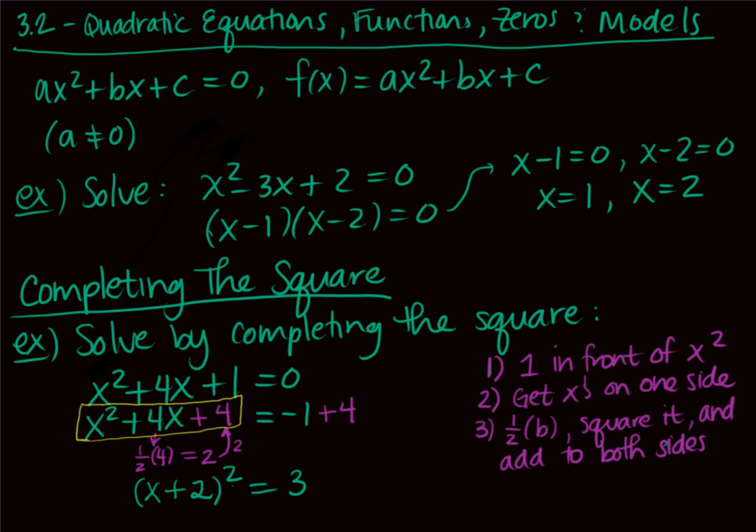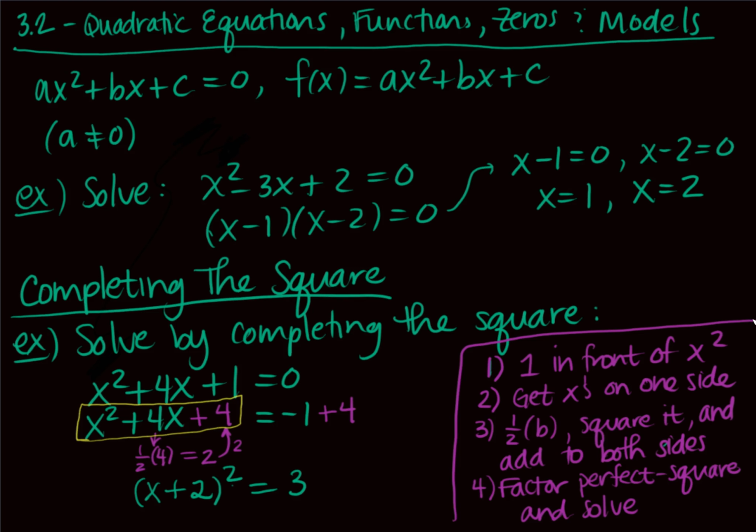Okay. Oh, I forgot my little list here. So half of b, square and add to both sides. Then you want to factor the perfect square trinomial. So just factor that perfect square. Okay, and solve. Those are the steps for completing the square.